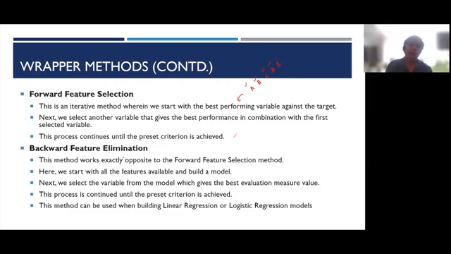So you can do backward elimination. That is, you start opposite of this. You start with all the features. Here we start with all features available and build a model. After that, you check and reduce the number of variables and see whether performance has increased. Likewise, it's the other way around. So you can do it using linear regression or logistic regression. Okay, right. So that is the wrapper method, students.